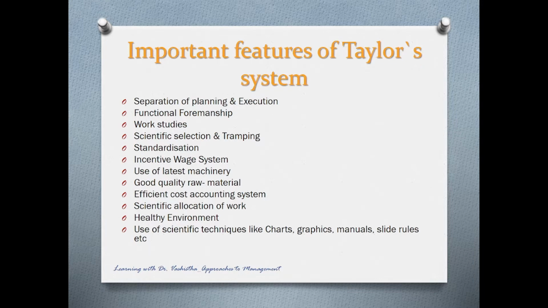There has to be the latest machinery and technology for better implementation. There has to be good quality raw material, an efficient cost accounting system, scientific allocation of work, a healthy environment, and use of scientific techniques like charts, graphs, manuals, slide rules, etc. So in a way, he talked about this entire standardization, which has to be based on modern technology, with equal focus on the workmen and, of course, their specialization. So that is why it was called scientific management.